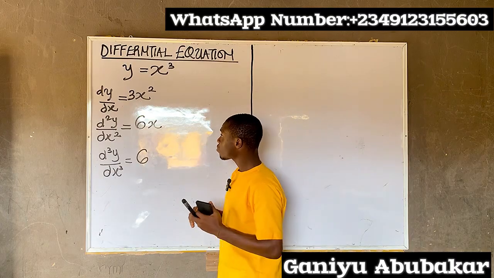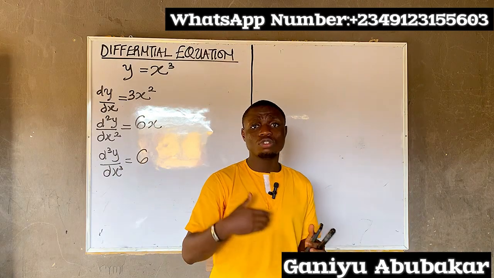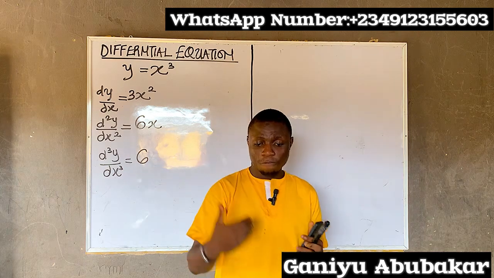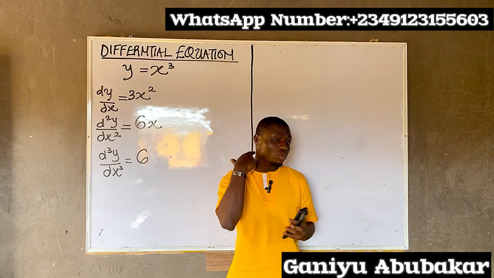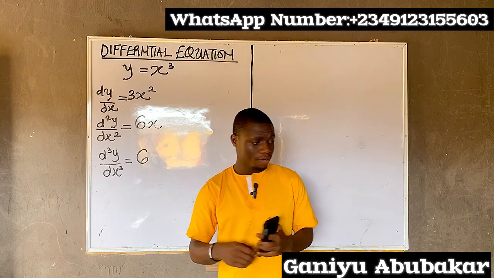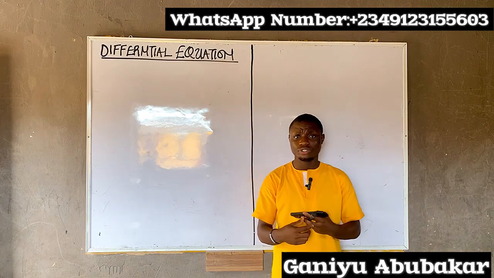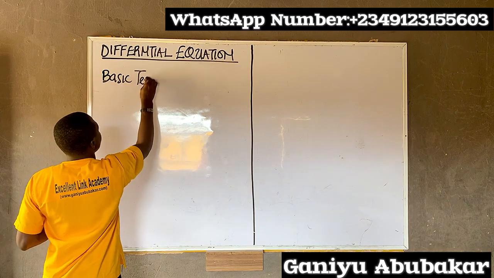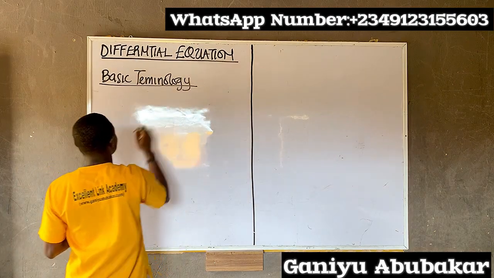At this junction here, we'll look at several terminology or basic terms we need to be familiar with in the study of differential equation. Something like first order, degree, homogeneous, linear, and then etc. So let's look at these terms one after the other. So let's look at the basic terminology in the study of differential equation.